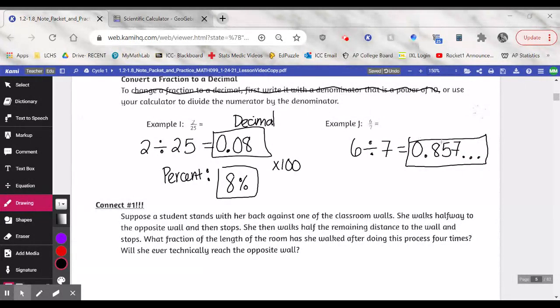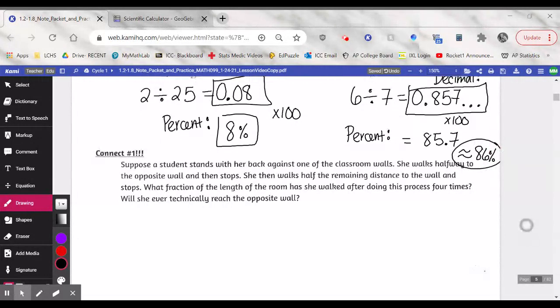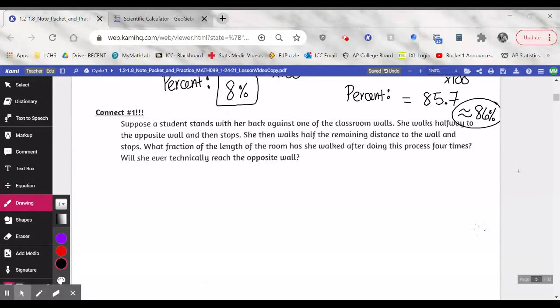If we want to change it to a percent, we're going to multiply by 100. So we get 85.7. Let's say that the question asked us to round to the nearest whole percent. I would change that to approximately, and those little squiggly equal signs, that just means approximately.